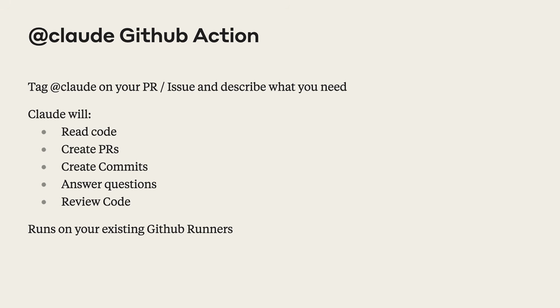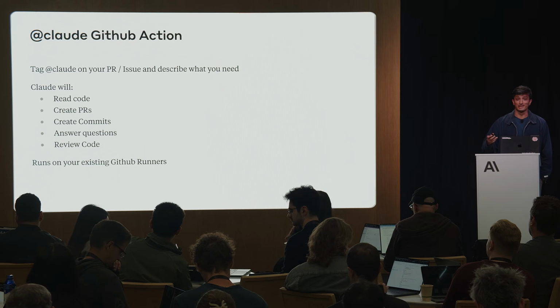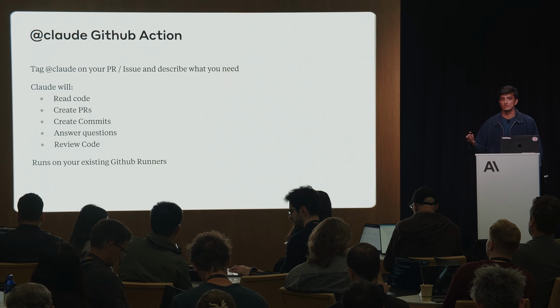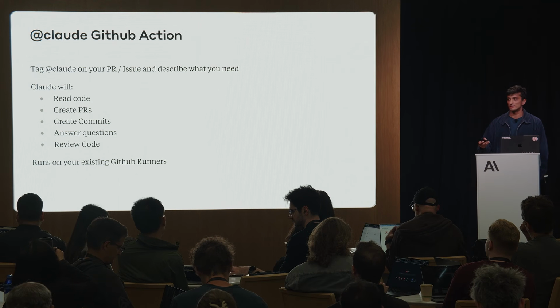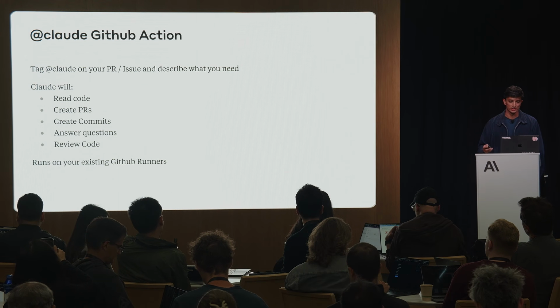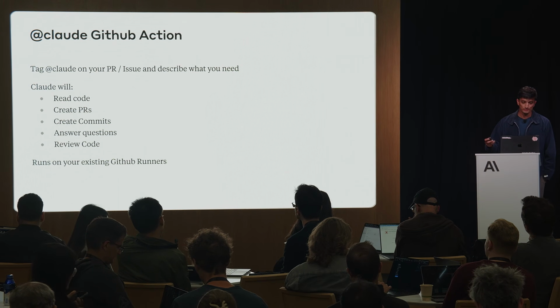OK, so just as a recap, the Claude GitHub action, as it's implemented today, is able to read your code. It's able to create PRs for you from GitHub issues, like we just saw. It's able to create commits for you. So if you already have a PR and you comment on it, it can add a commit to an existing branch or an existing PR. It can answer questions. It doesn't have to do something. If you don't understand something, you can be like, hey, Claude, how does this work? And it can, of course, review your code.